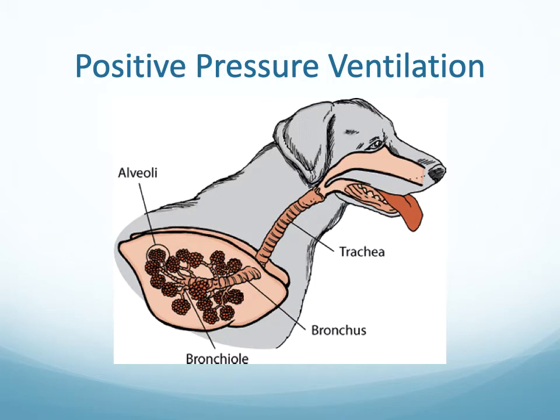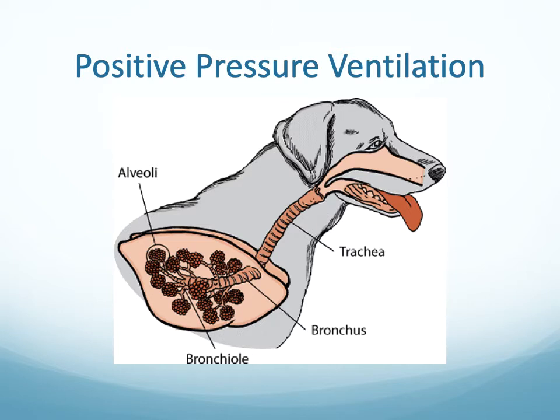So positive pressure ventilation, what is that? Positive pressure ventilation is using positive pressure, or pressure that's got to be pushed from the outside through the ET tube, down the trachea, into the main bronchus, and then through the bronchioles and into the alveoli. And you're met with resistance at each of those points. So you need quite a bit of pressure to be able to expand the lungs to the level of the alveoli.